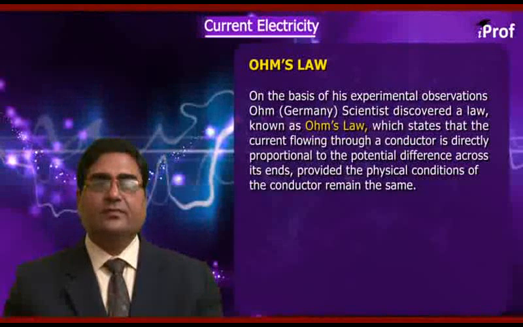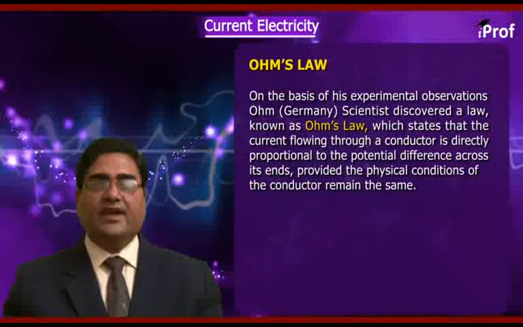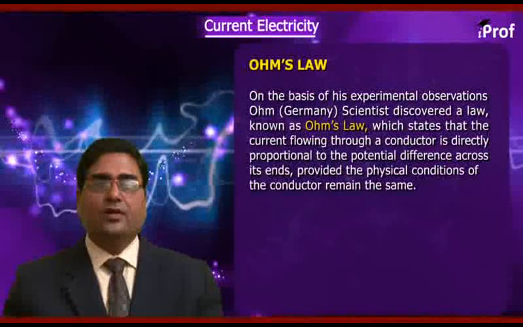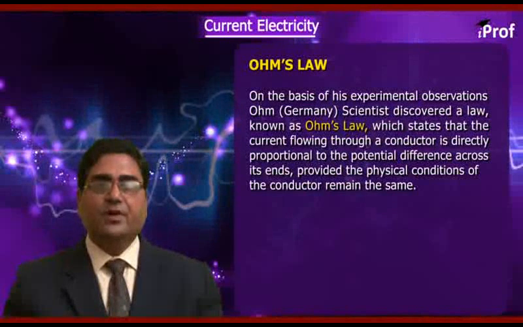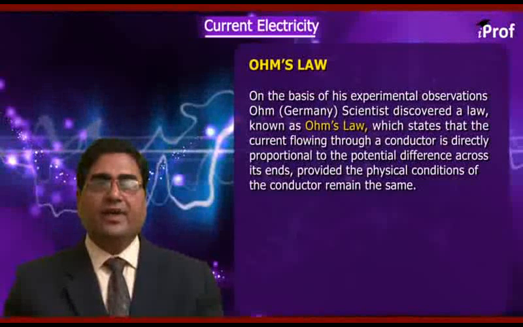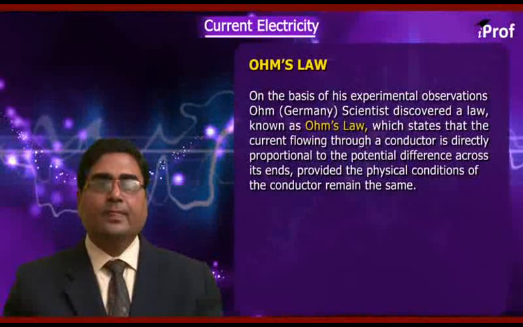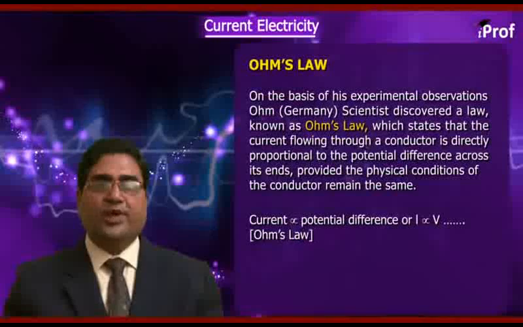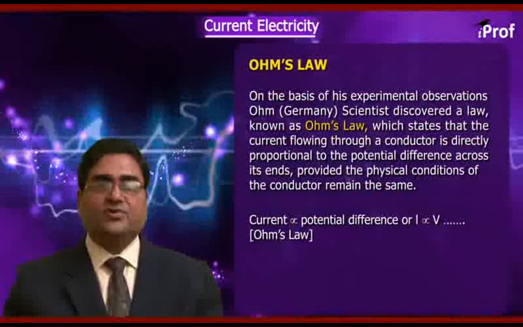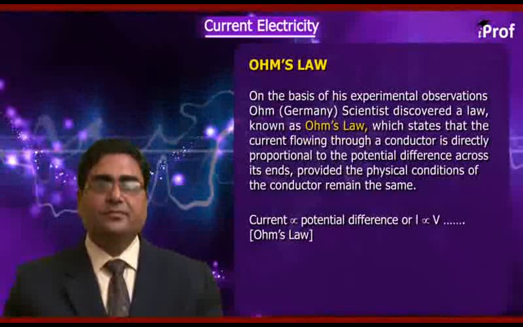which states that the current flowing through a conductor is directly proportional to the potential difference across its ends, provided the physical conditions of the conductor remain the same. Current proportional to potential difference, or I ∝ V, is Ohm's law.